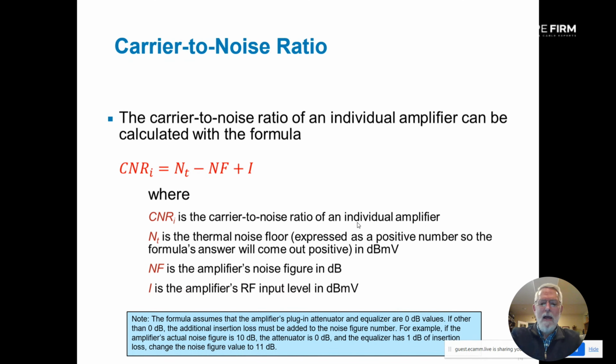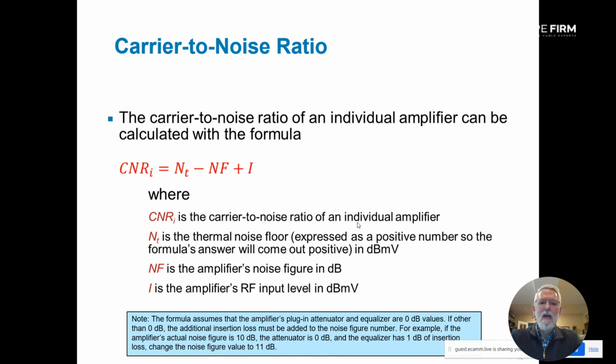And I do need to point out a good caveat right here. The formula assumes that the plug-in attenuator and the plug-in equalizer are 0 dB values. If they're not, then you need to change the math in your formula. And the best way is to change it in the noise figure number. So let's take an example. Let's say that the amplifier's actual noise figure is 10 dB.